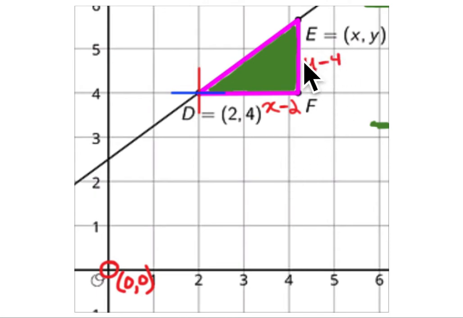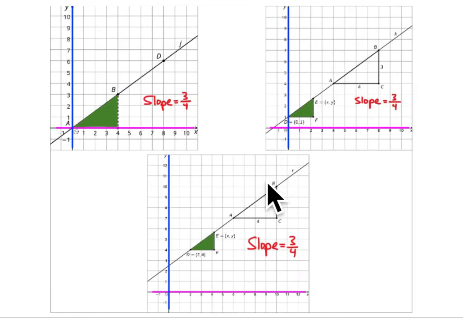So y minus 4 to x minus 2 is the same as 3 to 4. So we have now looked at 3 different lines, all with a slope of 3/4, but different equations. This one, the relationship is the length of y is the value of y, and the length of x is the value of x, because it goes through 0. You don't have anything to subtract. So this is the ratio of y to x is equal to 3/4.